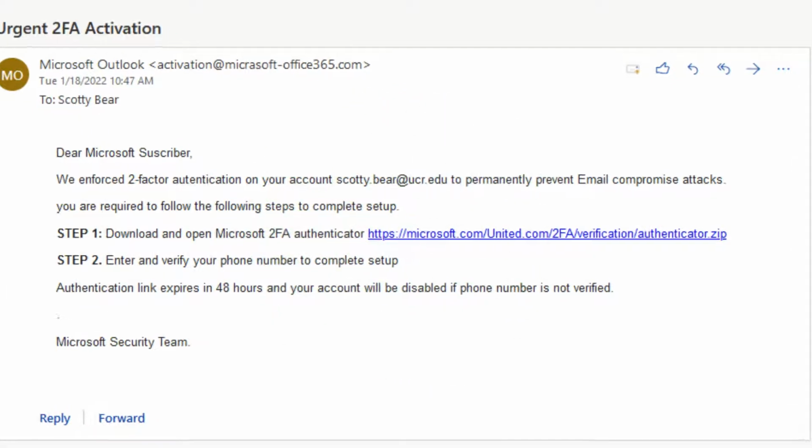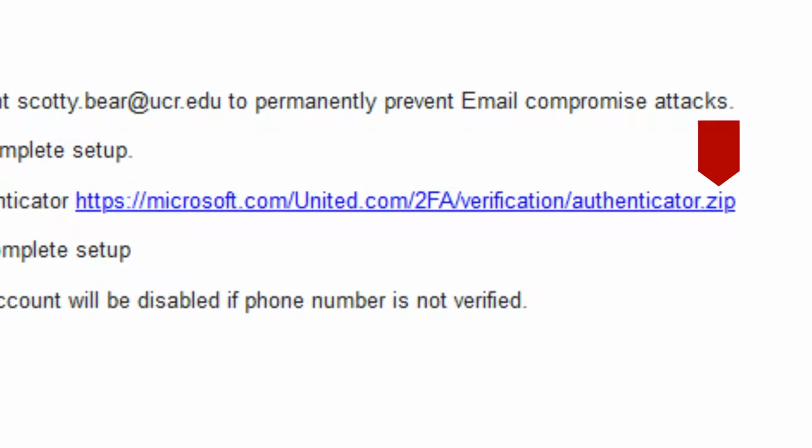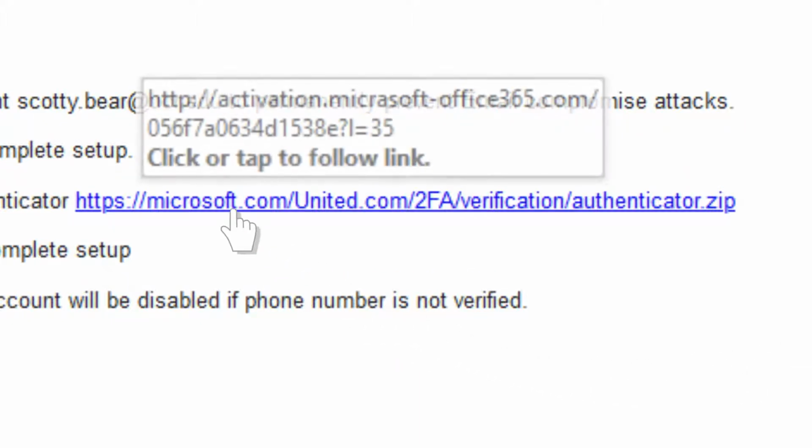Another indication that the email isn't genuine is the link that is embedded in the message. The link directs the recipient to download a zip file, which wouldn't be expected in an email of this type. Additionally, hovering over the link reveals that the link points to a different location than the one displayed in the email. The link also directs to Microsoft.com, which is not a valid domain.